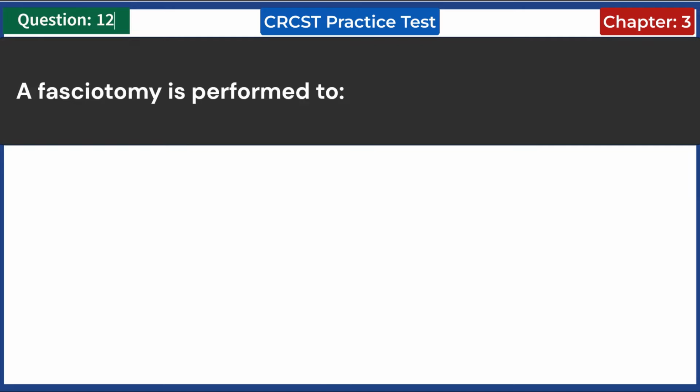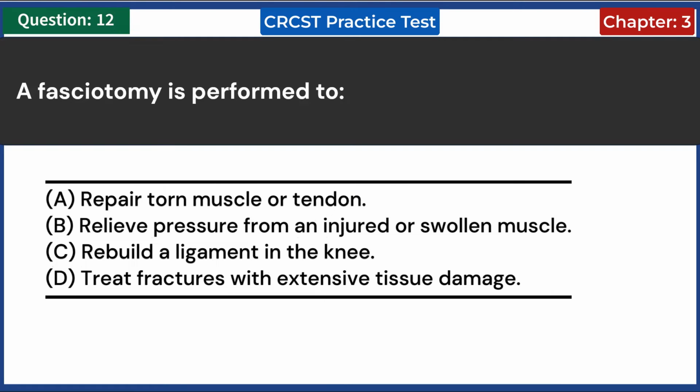A fasciotomy is performed to A. Repair torn muscle or tendon. B. Relieve pressure from an injured or swollen muscle. C. Rebuild a ligament in the knee. D. Treat fractures with extensive tissue damage. Answer: B. Relieve pressure from an injured or swollen muscle.